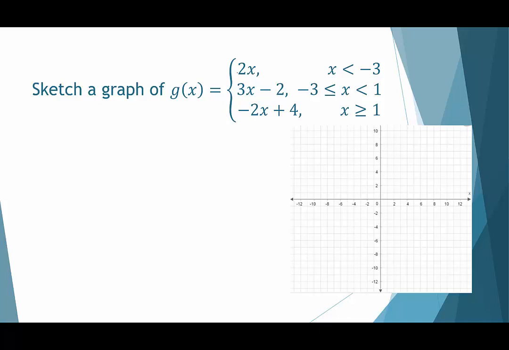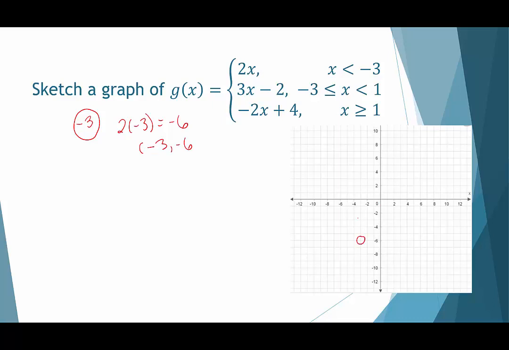So for the top piece, we have g of x equals 2x when x is less than negative 3. Since negative 3 is not part of this piece, I'm just going to represent it this way. And that would be 2 times negative 3, which is negative 6. So we're going to have an open circle at negative 3, negative 6. Negative 3, negative 6 is right here.